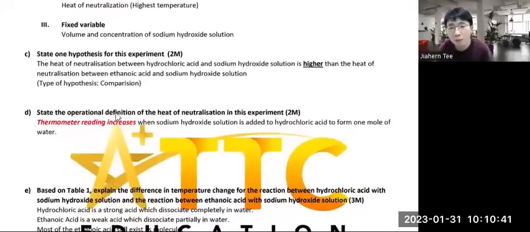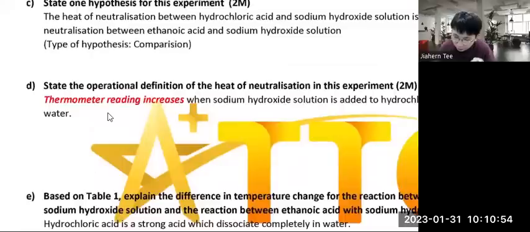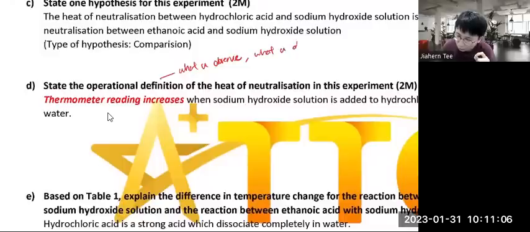Then D will be your operational definition. This one is commonly seen in all paper 3. It is also coming out in the coming paper 3. Hopefully if this one comes out, you all can manage to do it. What is operational definition? In a general way, operational definition is you write what you observe and what you actually do.